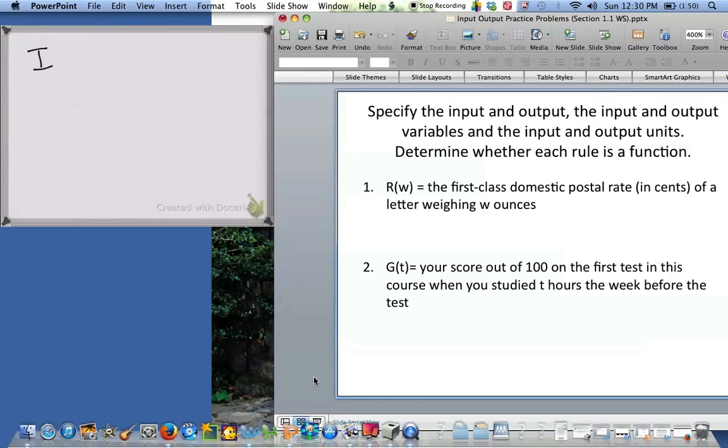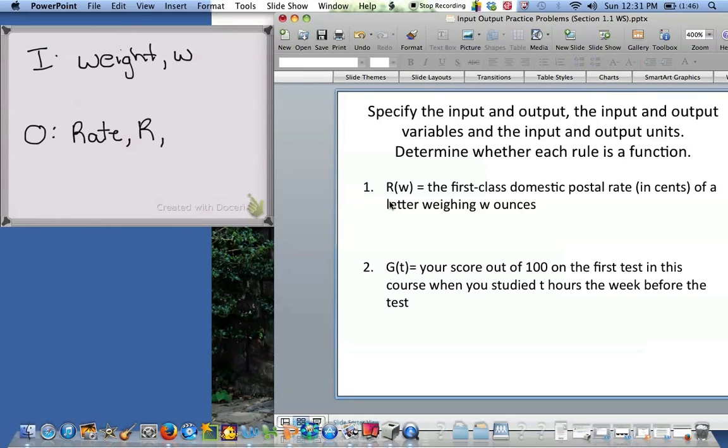Okay, so we have our input and our output. So the cost is dependent upon how much the letter weighs. So our input is going to be our weight. And our output is going to be the cost, or the rate, we'll call it rate. Okay, so the next part is what is the variable that's used in this problem to represent it. You can see here the function is represented by R(W). W represents the weight, R represents the output of the rate. So weight, our input, is represented by the variable W, and our output of rate is represented by a capital R.